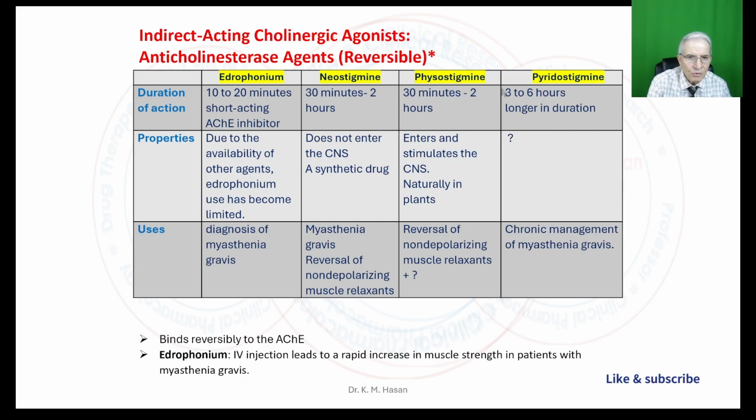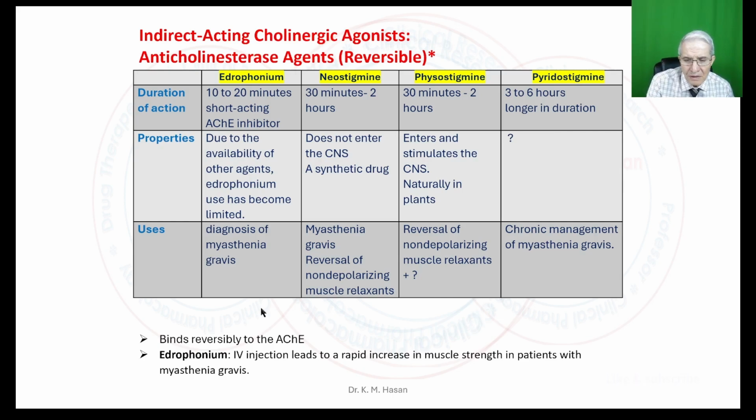Moving to the last one, pyridostigmine. As you can see, pyridostigmine has a long duration of action, between 3 to 6 hours. We use pyridostigmine for chronic management of myasthenia gravis. So edrophonium we use for diagnosis of myasthenia gravis, while pyridostigmine is used for chronic management of myasthenia gravis.